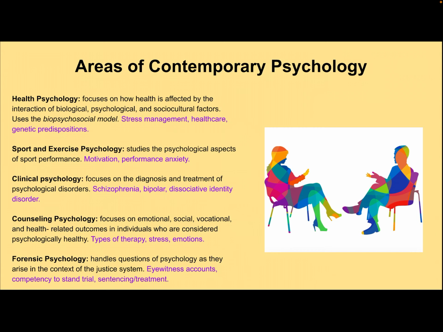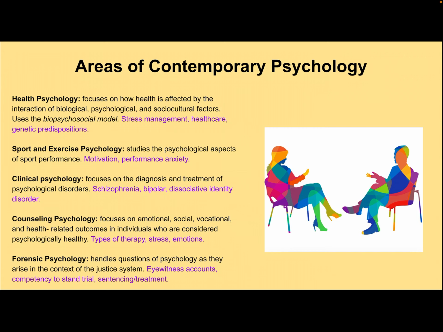And then finally, forensic psychology, also interesting. I know, I think they're all really interesting, but that's why I chose to stick with psychology. Forensic psychology handles questions of psychology as they arise in the context of the justice system. So in the courts or the prison system, they study or learn about things like eyewitness accounts. They can assess somebody's competency to stand trial, and they even help the courts with things like sentencing and treatment for offenders. So that's forensic psychology.